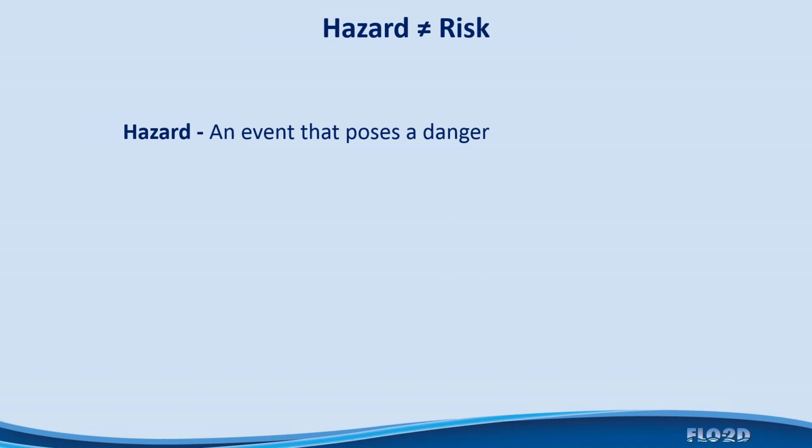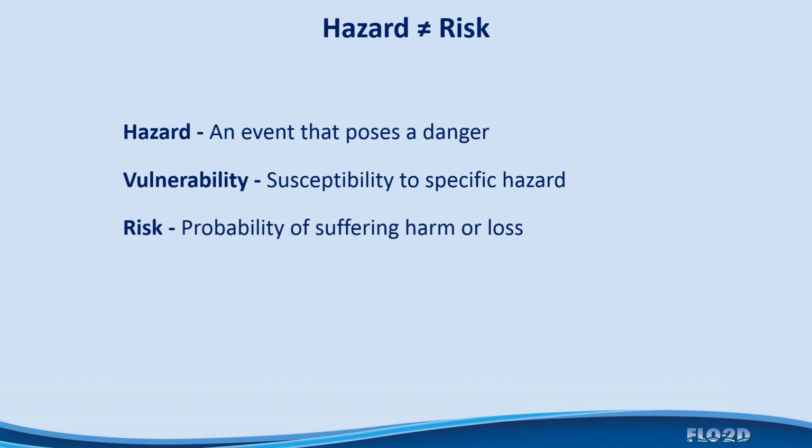Risk and hazard are two different beasts. The hazard is an event that poses a significant danger. Vulnerability is your potential to be exposed to that specific hazard. It's how susceptible a building or a person is to getting flooded. Risk is the probability of suffering the loss associated with the flooding. And so you need a dollar value or a loss of life. You need some way of measuring the loss.